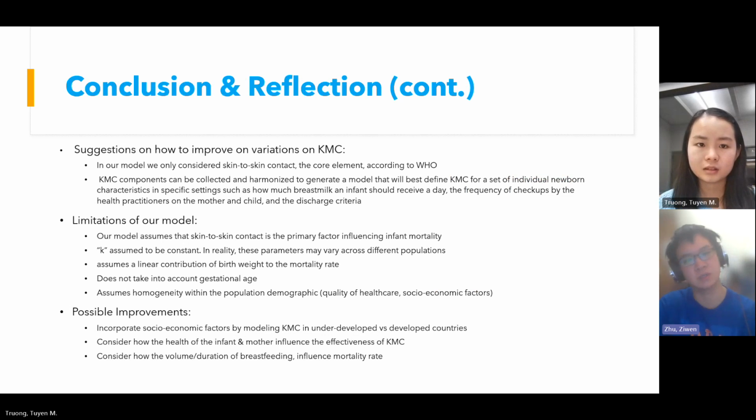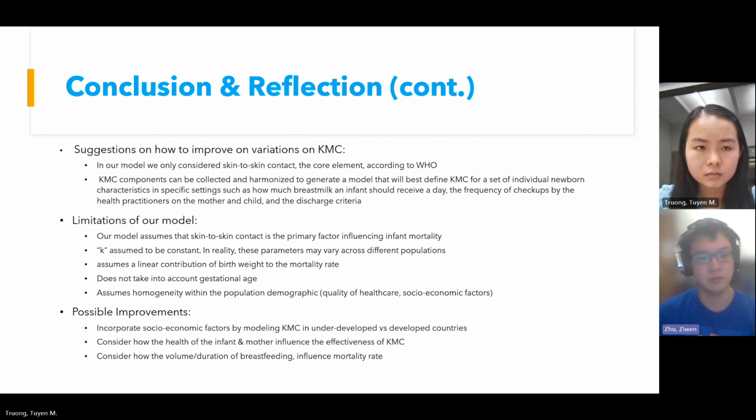Yeah, and next is a conclusion and some reflections on our model itself. So about the suggestions and how to improve on the variance of KMC, basically we just discussed the underlying variables that we did not take into the discussion, like we only take into consideration the skin-to-skin contact. Maybe there are other, more important underlying factors we did not take into discussion. And also for a limitation of our model, for example, we assume K to be constant, but actually it depends on different populations and different time periods. And we also assume a linear contribution of the birth weight to the mortality rate because it can help to simplify the model a little bit and fits reality pretty well.